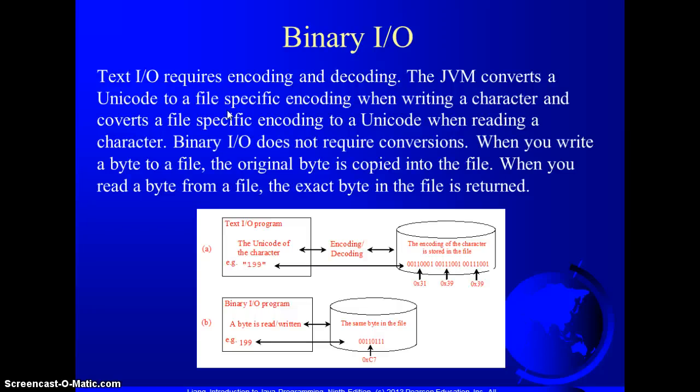For each character, when you read and write with text, you have to deal with Unicode here, because the text actually goes down into the binary format. Then you have to use Unicode to decode it back to read. But the binary IO does not require conversion. When you write a byte to a file, the original byte is copied into the file. And when you read, the original byte is pretty much extracted from the file.